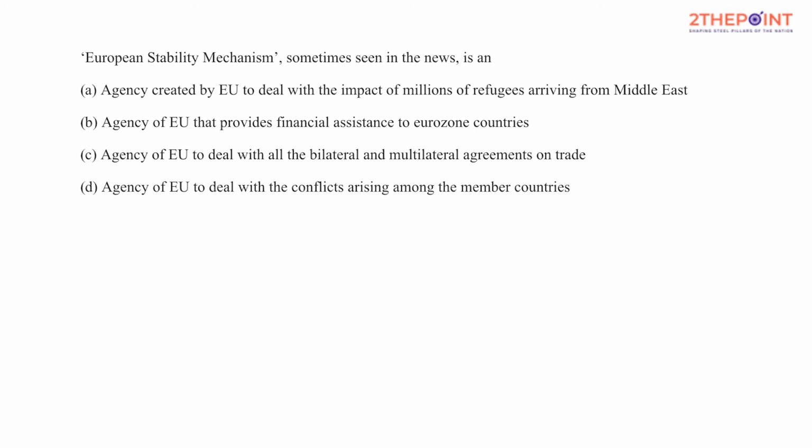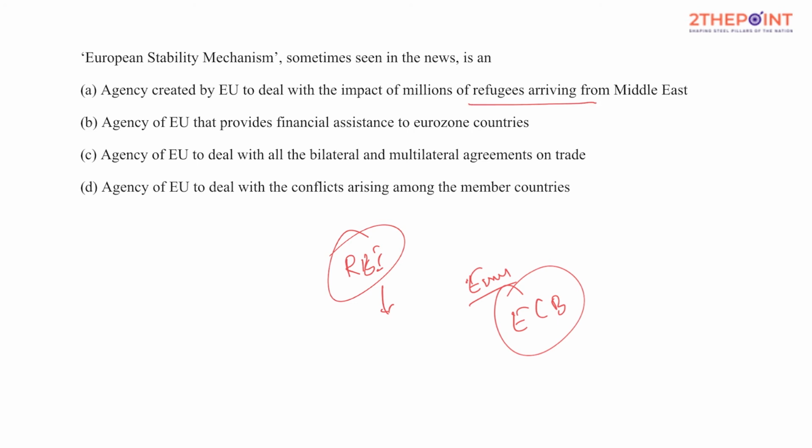The European Stability Mechanism, sometimes seen in the news, is an... So like we have, my friends, the RBI responsible for stabilizing the prices of goods and services, similarly within the European Union and the Eurozone, the European Central Bank takes the responsibility, something similar to what RBI does in this country. The European Stability Mechanism is an agency created by the EU to deal with the impact of millions of refugees arriving from the East? No, nothing to do with that. An agency of the EU that provides financial assistance to Eurozone countries.